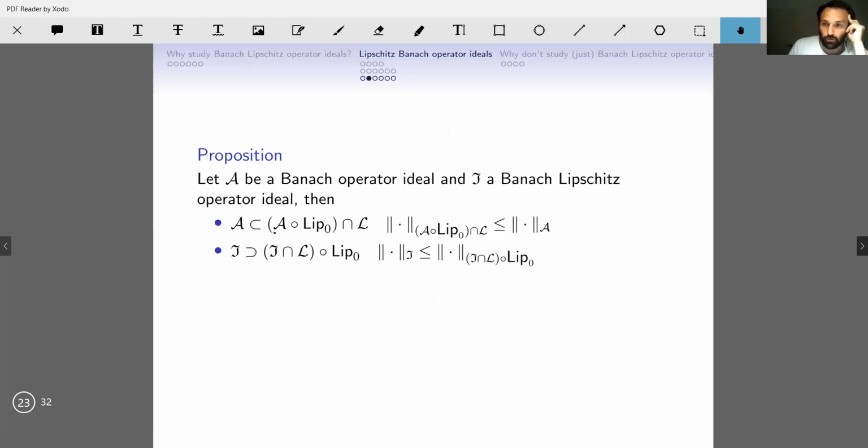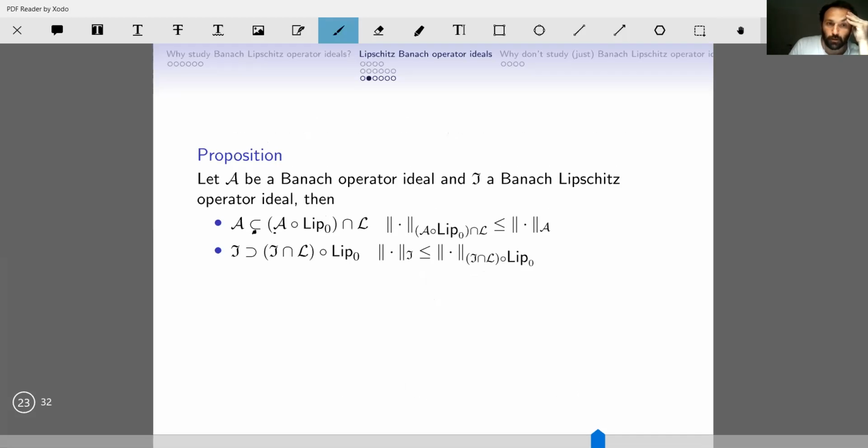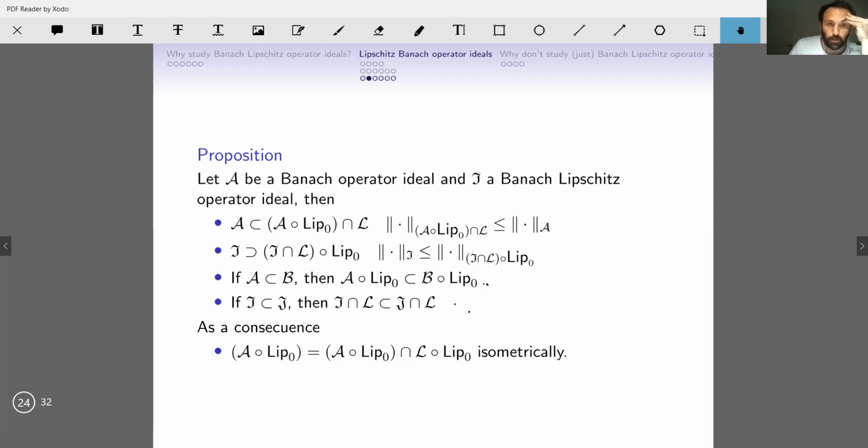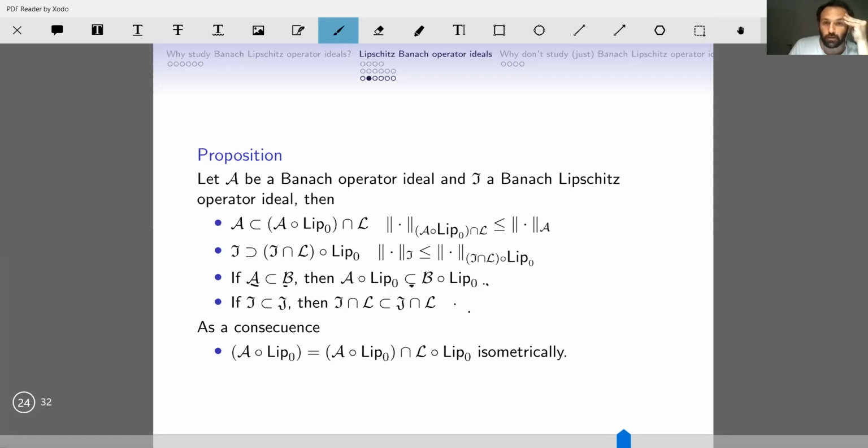So what we show is that for a fixed Banach operator ideal A and a fixed Lipschitz Banach operator ideal I, we always have this inclusion, and we always have this inclusion. Also, since this way to construct a Lipschitz operator ideal from a linear operator ideal respects the inclusion, here we also get this equality.